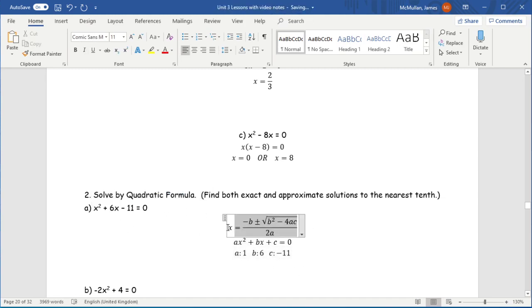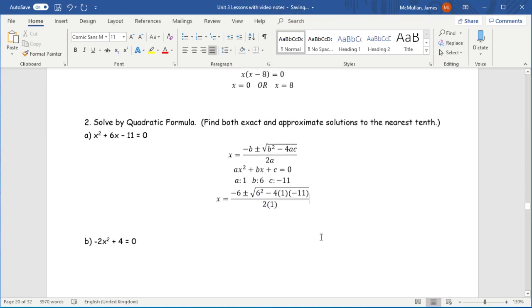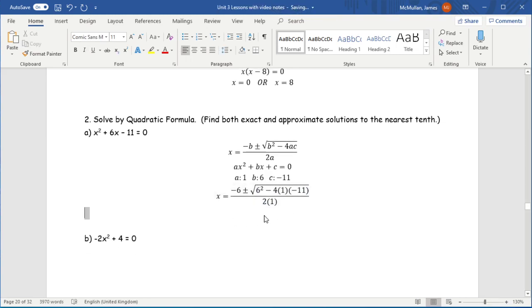Now what I do is take these numbers and put them into my quadratic formula, and just replace them. Where I see a b, I put 6. Where I see an a, I put 1, in brackets. And where I see c, I'll put negative 11. On the bottom, I'll replace the a with a 1 again. So this is me using the quadratic formula now to solve my equation.